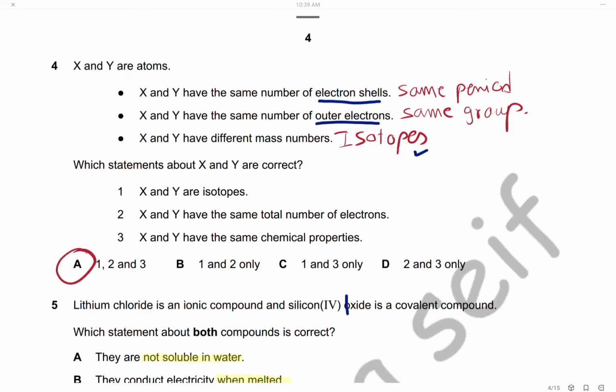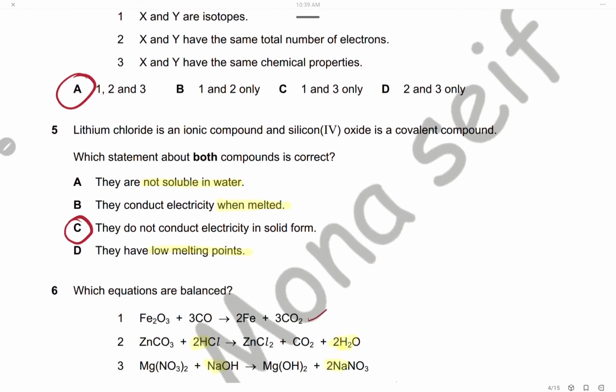So which statements are correct? X and Y are isotopes, this is correct. Have the same total number of electrons, this is also correct. And X and Y have the same chemical properties because they have the same number of outer shell electrons and they are isotopes, so of course they have the same chemical properties, and all these statements will be correct. The answer is A.